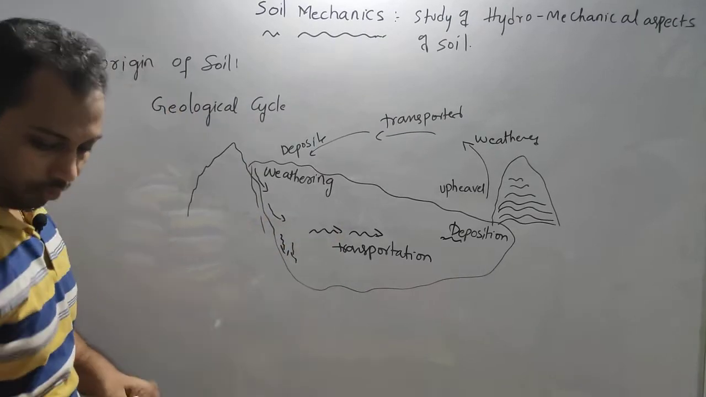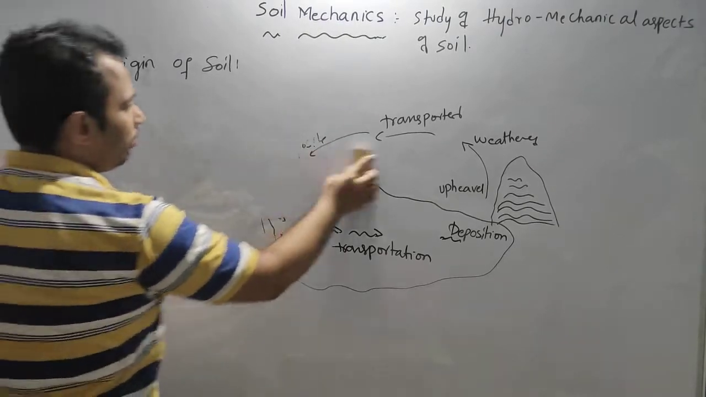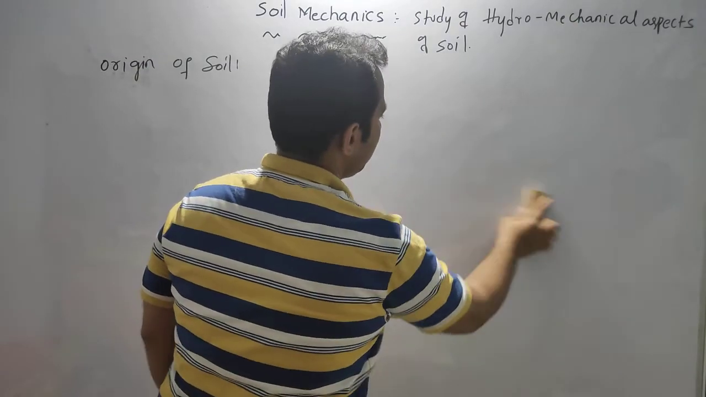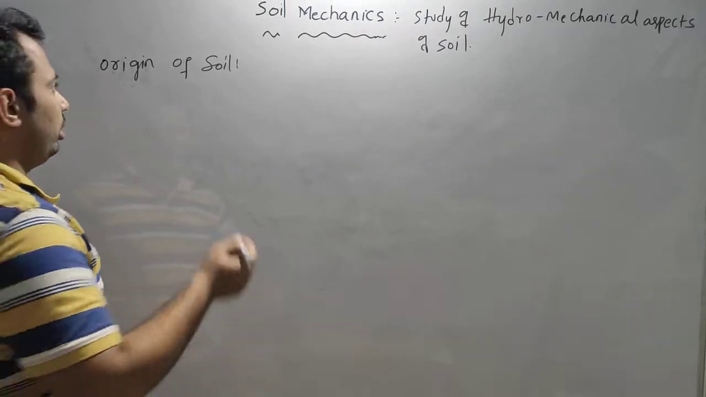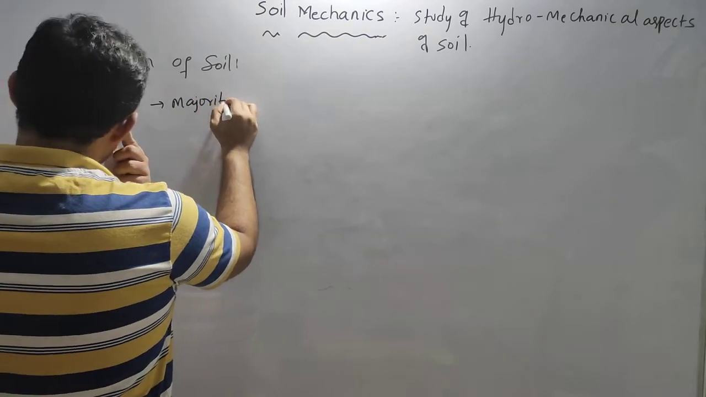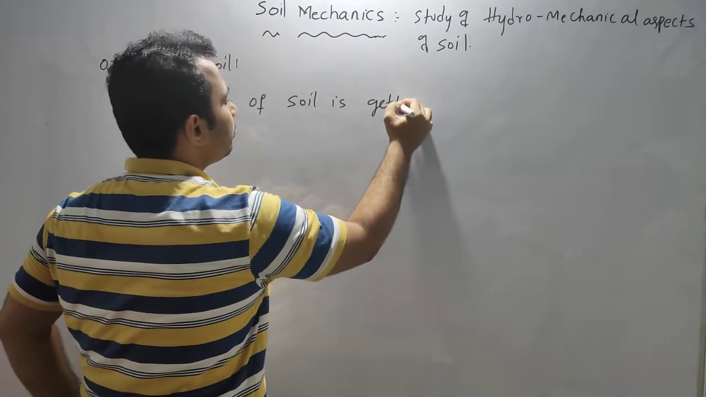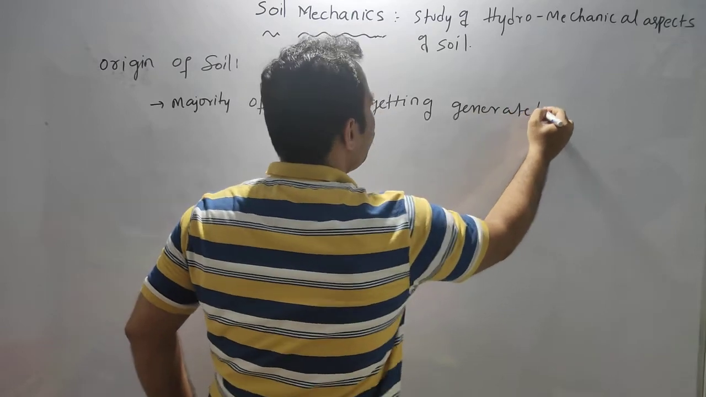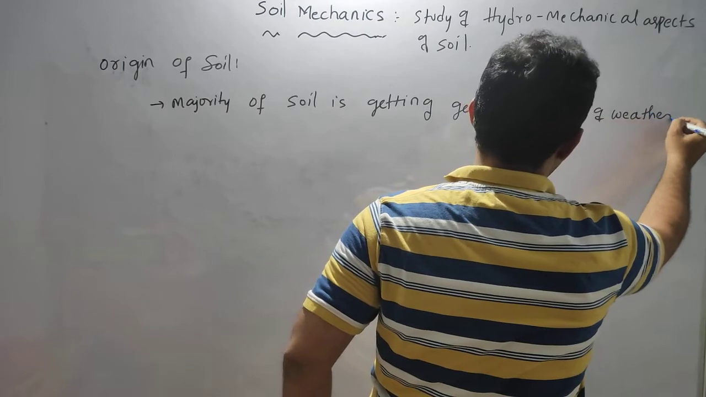Let us see. First is weathering. As I told you, the majority of the soil is coming out of weathering. Whatever soil we are seeing around us is all coming out of weathering. So the majority of soil is getting generated out of weathering.